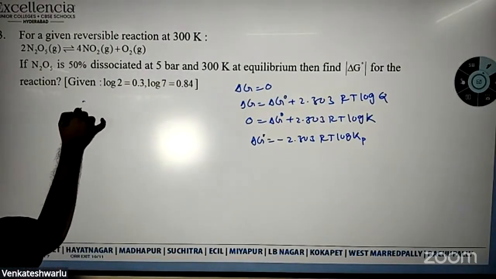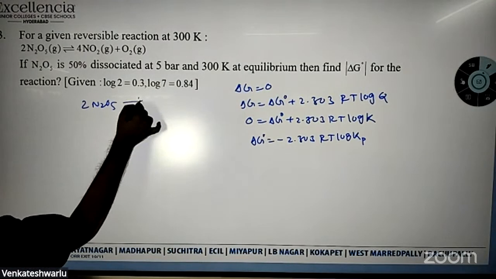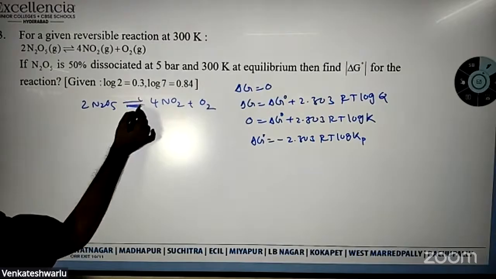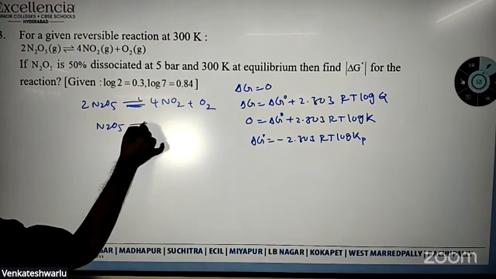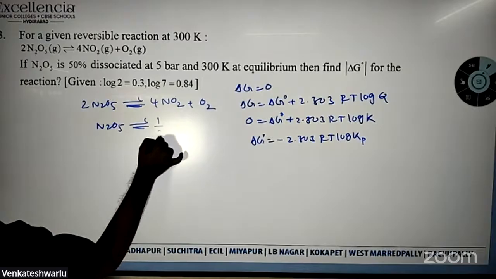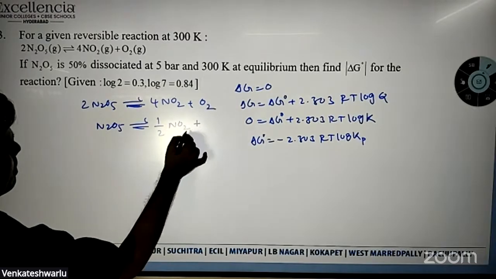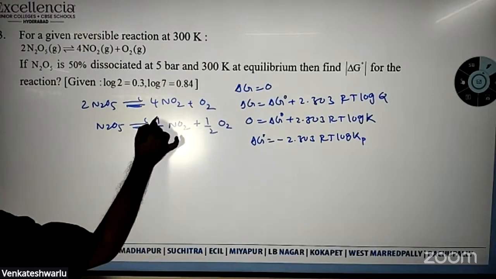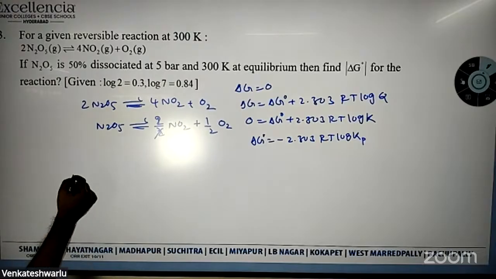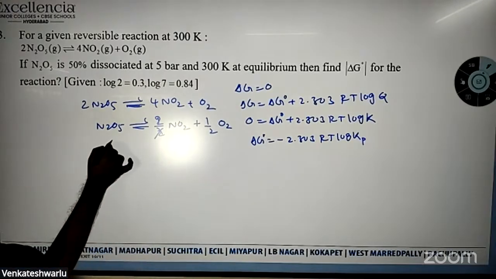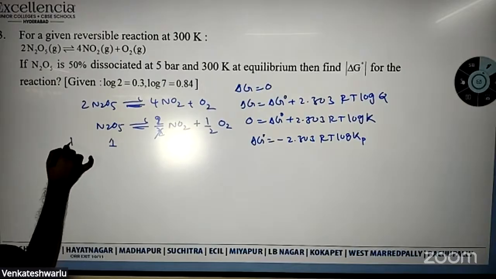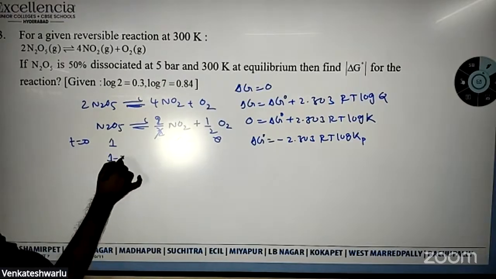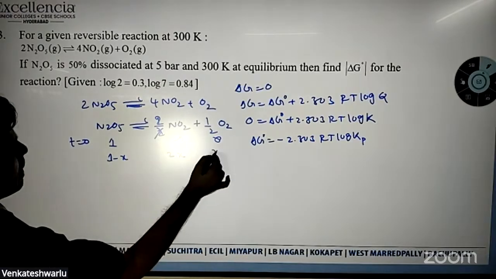Now the reaction is 2N2O5 gives rise to 4NO2 plus O2. Now divide both sides by 2. Now it becomes N2O5 gives 2NO2 plus 1 by 2 O2. Now initially nothing is given here. Let us say 1 mole, right? 1, 0, 0. Now it is 1 minus x, 2x, and x by 2.